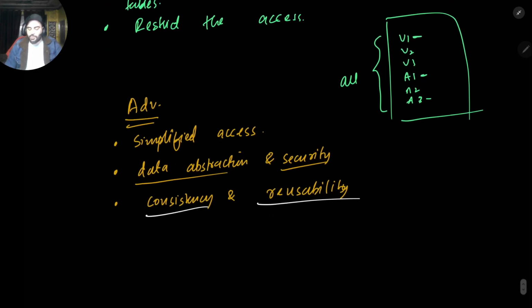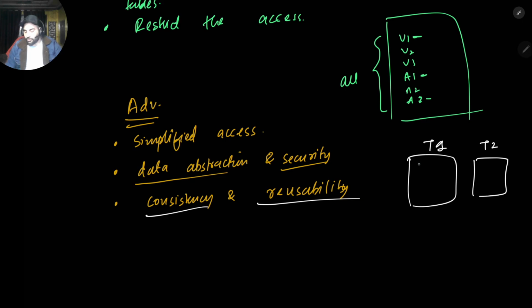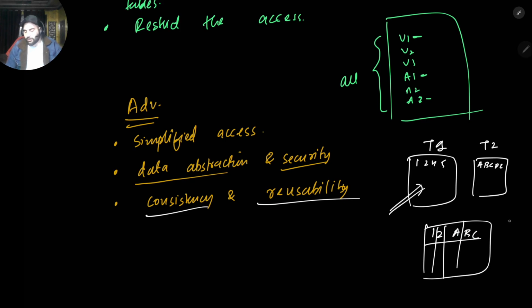We had table 1 and table 2. Table 1 had 1, 2, 3, 4, 5 and table 2 had A, B, C, D, E. In the view we had 1, 2, A, B, and C. So this was our new table, our view table. Whatever change happens on table 1 or table 2, automatically this view will have those changes. That's the meaning of consistency.